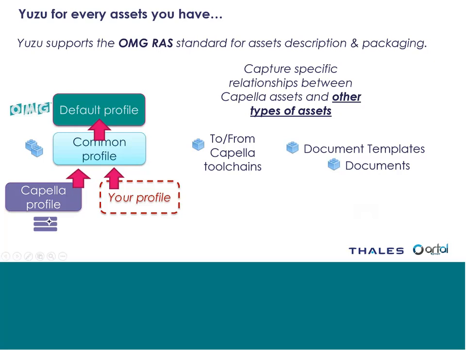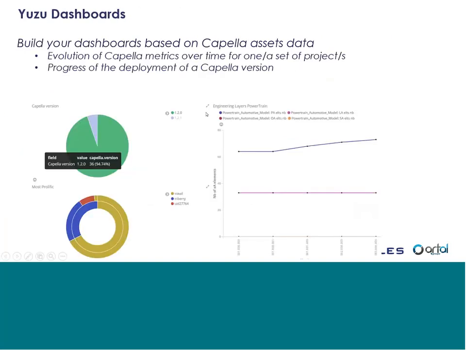Or you could have assets for document templates with M2Doc or the document itself, or the output generated with the tool chain that I just mentioned. So with Yuzu, you can manage all these kinds of dependencies with your Capella project and library.